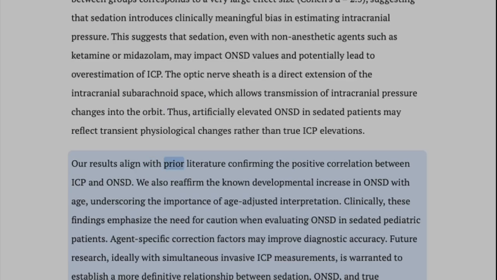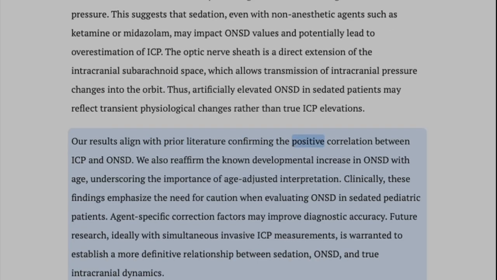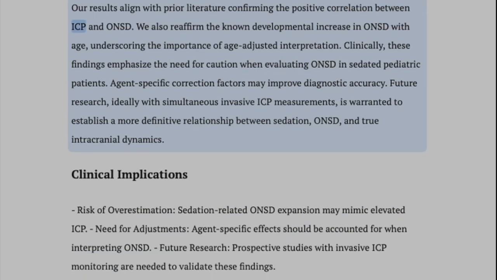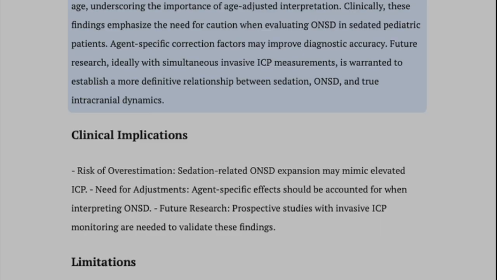Our results align with prior literature confirming the positive correlation between ICP and ONSD. We also reaffirm the known developmental increase in ONSD with age, underscoring the importance of age-adjusted interpretation. Clinically, these findings emphasize the need for caution when evaluating ONSD in sedated pediatric patients. Agent-specific correction factors may improve diagnostic accuracy.